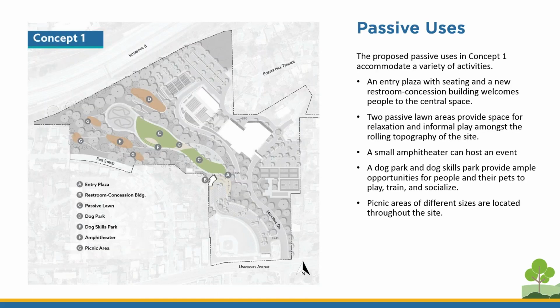The proposed passive uses in Concept 1 include a variety of activities. An entry plaza with seating and a brand new restroom concession building that also supports the baseball field welcome people into this new central space. 2 passive lawn areas provide space for relaxation and informal play amongst the rolling topography of the site. A small amphitheater can host special events. A dog park and dog skills park provide ample opportunities for people and their pets to play. Picnic areas of different sizes are also located throughout the site.